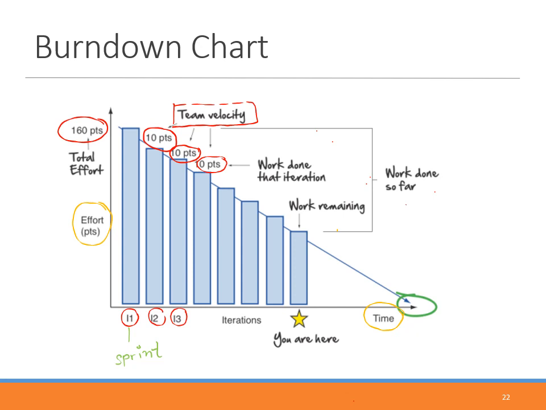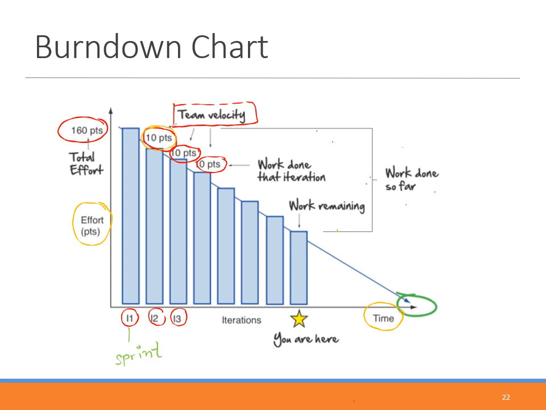So by this simple calculation we know that so far we would need 16 sprints or 16 iterations to complete the whole project. Again, with the assumption that team velocity is 10, and with the assumption again that team velocity is stable and accurate.